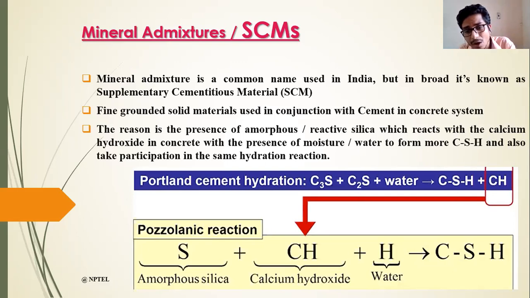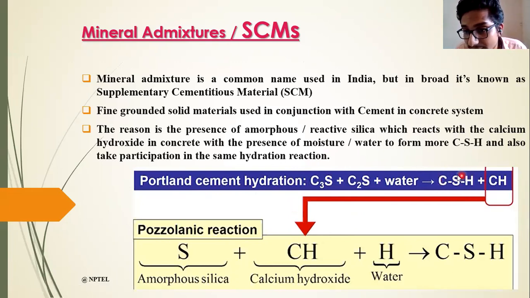I want to show you how these SCMs help us in the pozzolanic activity of the concrete. You can see here. So here, this is the Portland cement hydration reaction: C3S plus C2S with water. When the materials of the cement react with water, due to this hydration, calcium silicate hydrate, CSH, the gel, is formed, which is known as the binder.